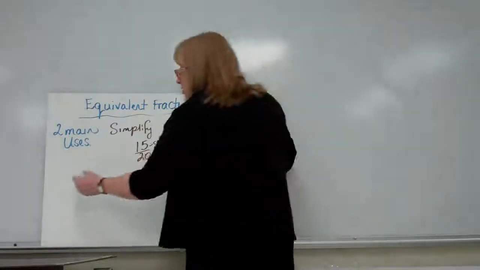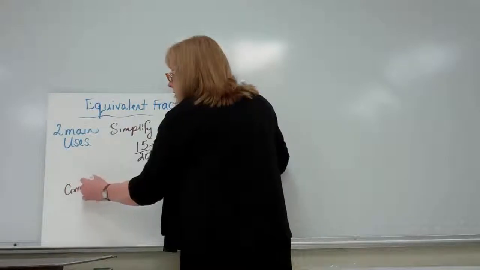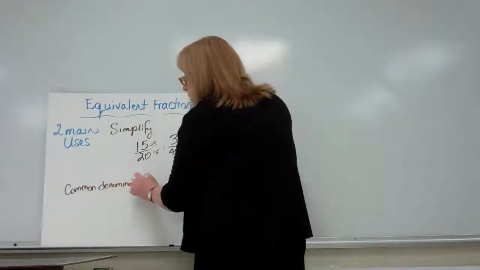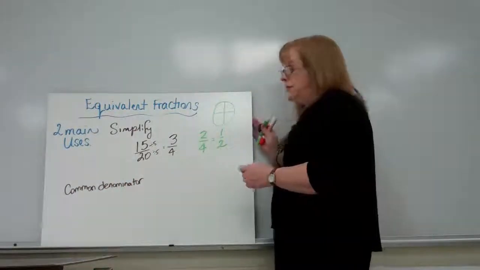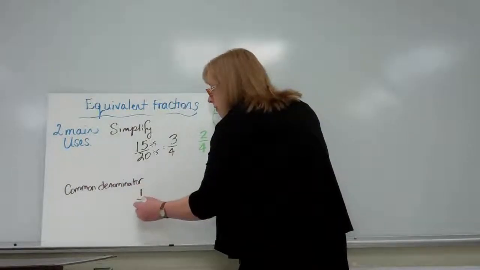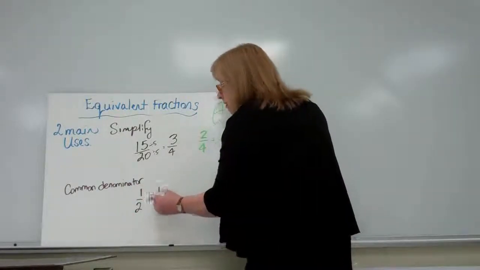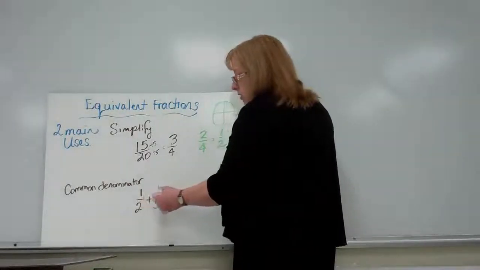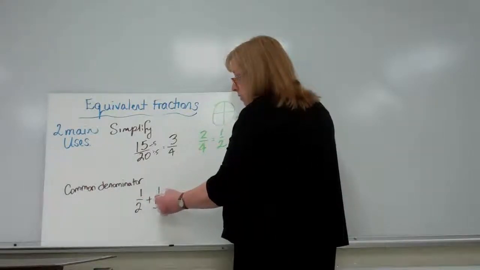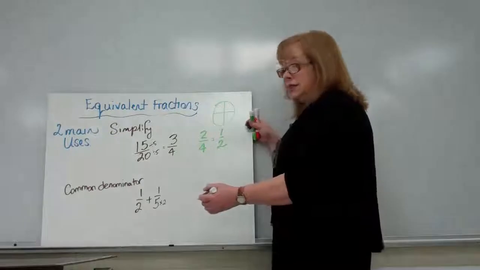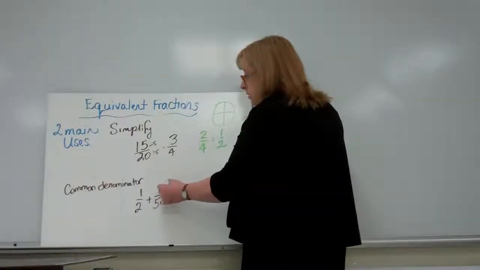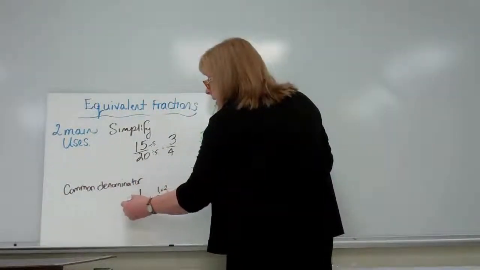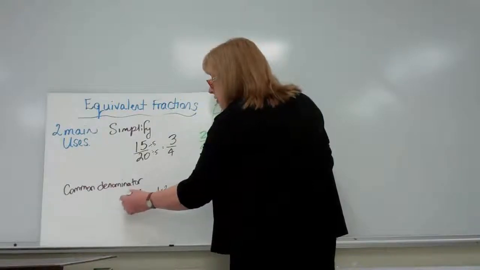And the other one is to find a common denominator when we're adding or subtracting. And so to find a common denominator, we're almost doing the opposite of simplifying. Maybe I have 1/2 plus 1/5. I look for a common number that both of these will go into. Well, it's 10. So I'd have to multiply that by 2 to get to 10. When I do that, I must multiply the top too, otherwise I change the whole number. And here I multiply by 5, top and bottom.